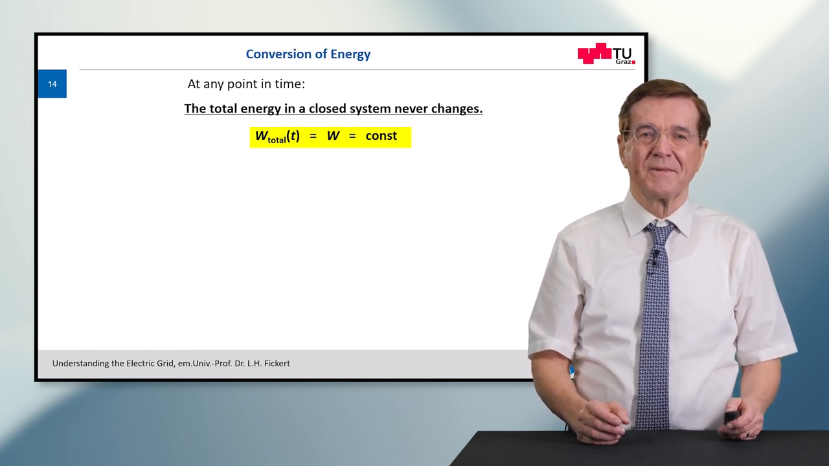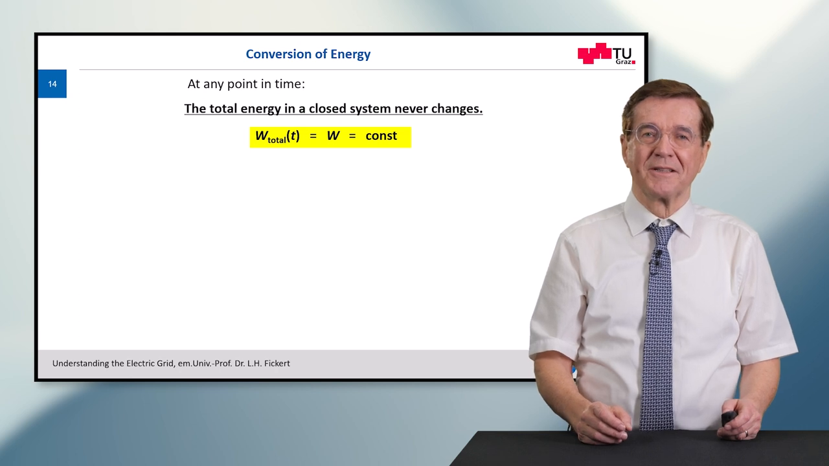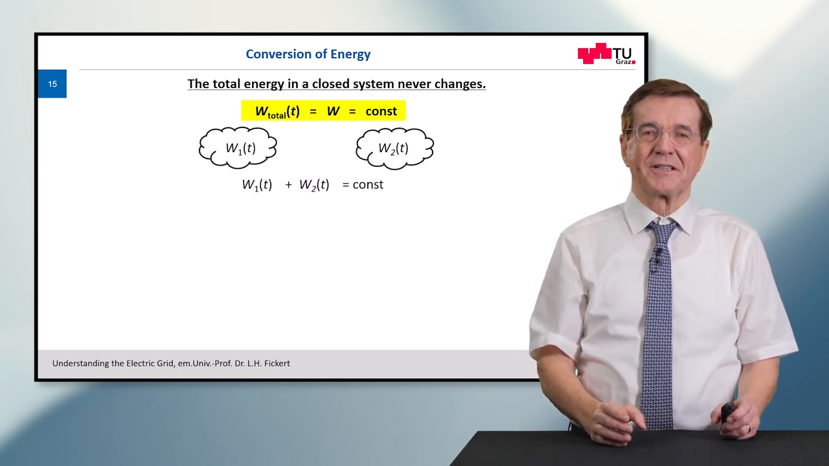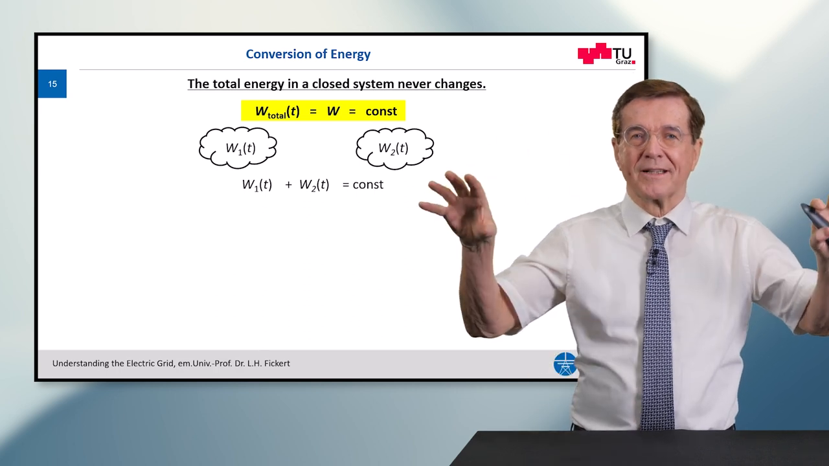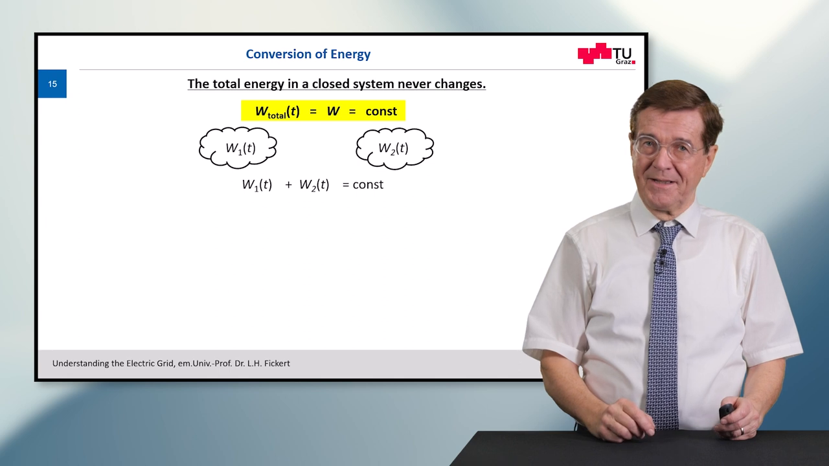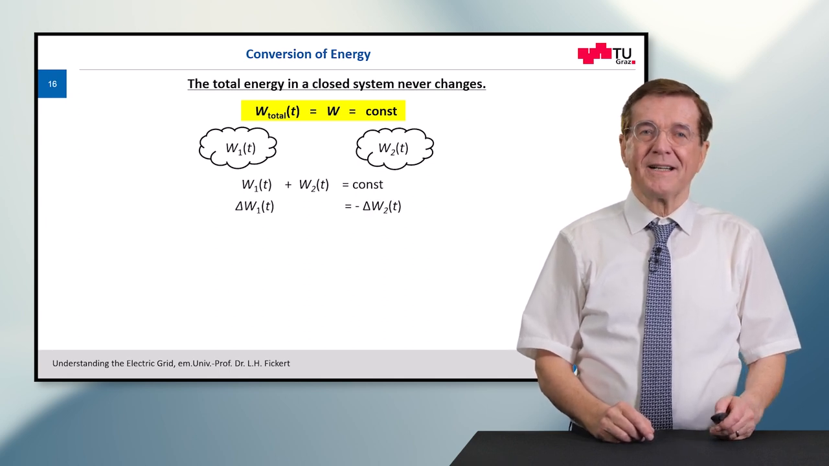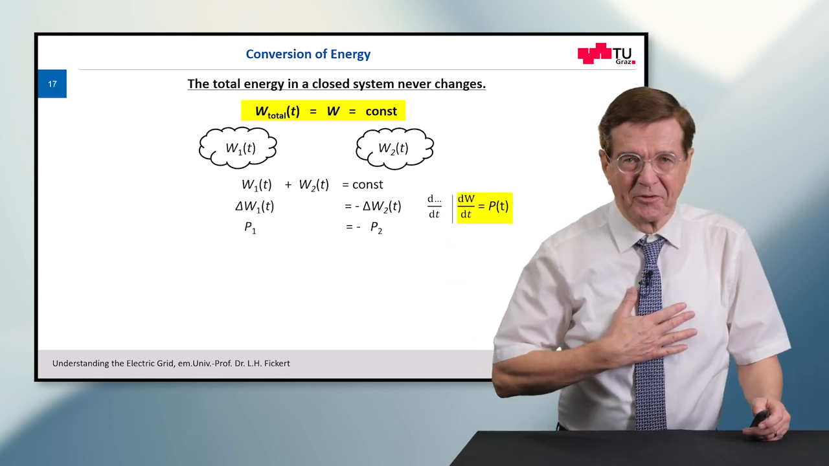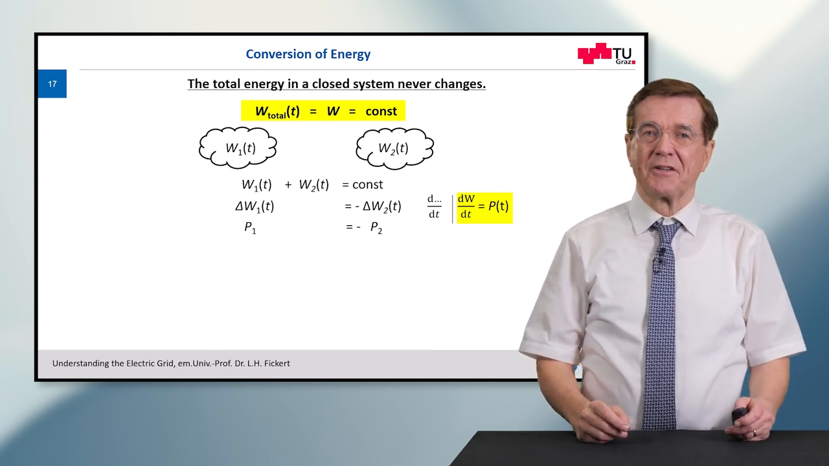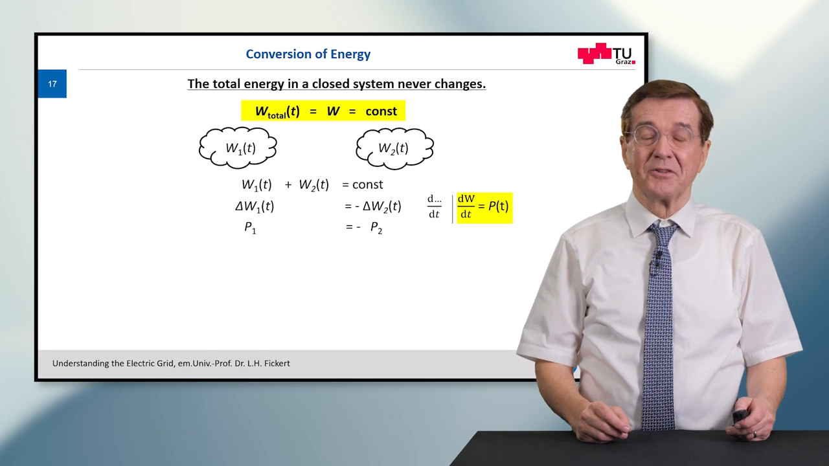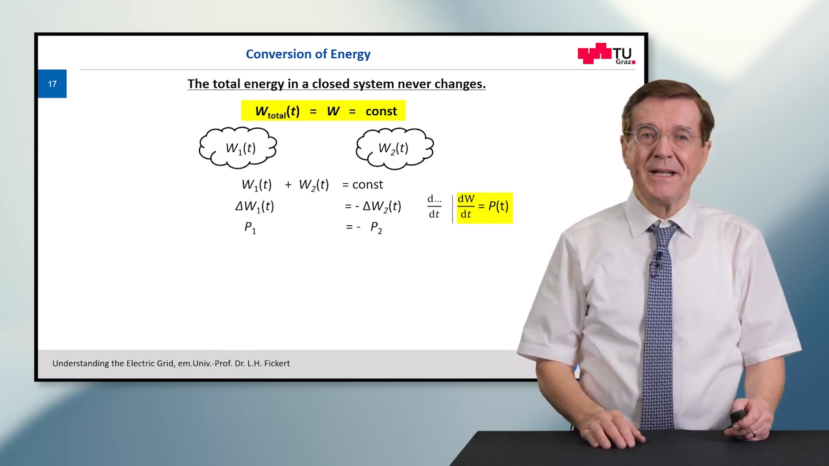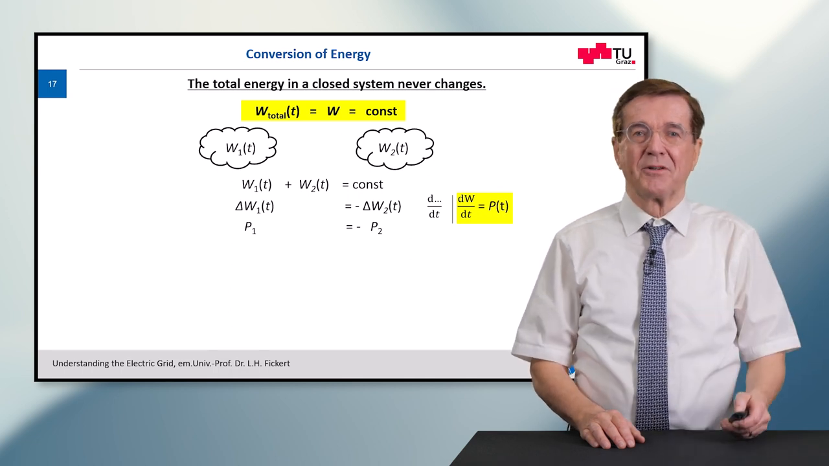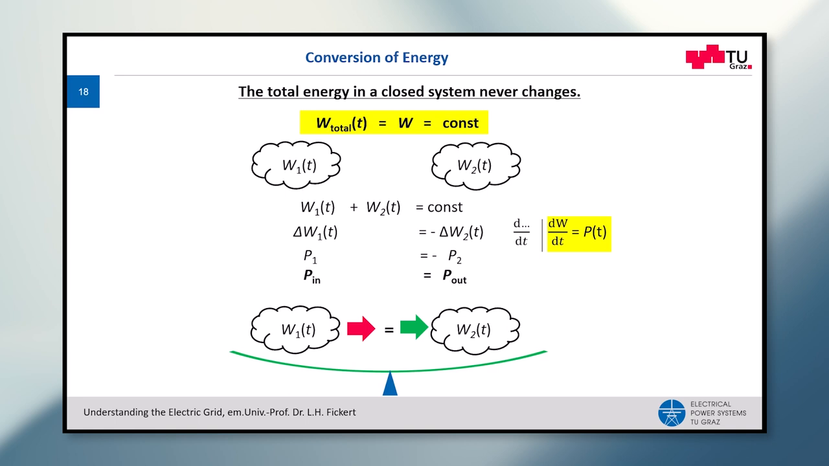The conversion of energy is also derived from this basic formula: the energy of the whole system is constant. So if, for example, we have two areas, 1 and 2, their sum must always be constant. So this means if there's a change on one side, there must be an opposite change on the other side. And if you allow me as a professor to make a differentiation, if you differentiate this expression, you arrive at the universal formula of the power. This means the power on one side is minus the power of the other side. Or, in general terms, what goes in must go out. Or the other way, what goes out must go in somewhere. So there is a permanent equivalent.